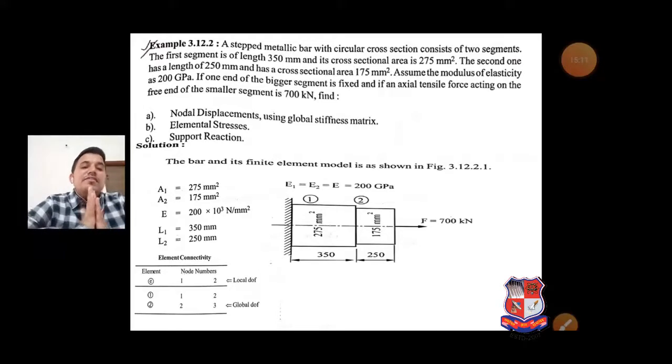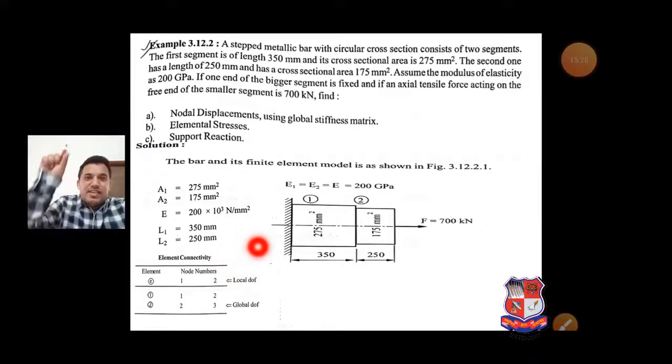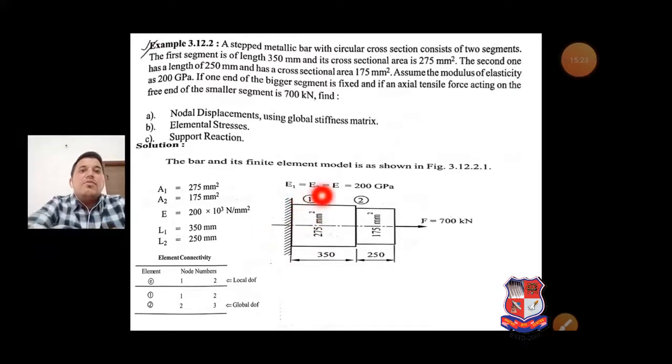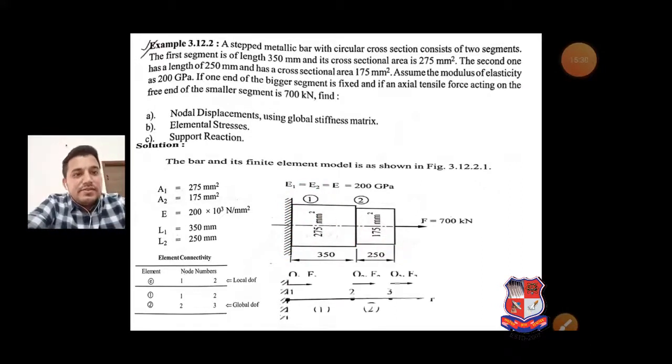Also, when we discuss the element connectivity, this is important for the local degrees of freedom when we find K1 and K2. Element number 1 goes from node 1 to 2, and 2 to 3 is the second element. This is the first step, the discretized body. This diagram we will utilize to find the formulation.